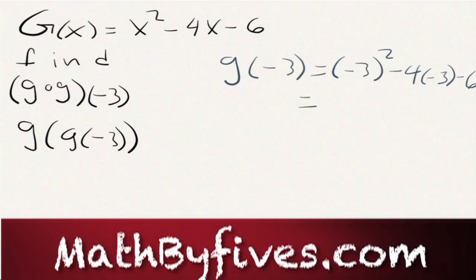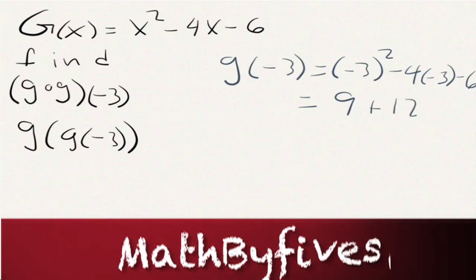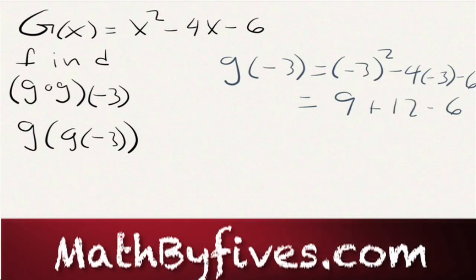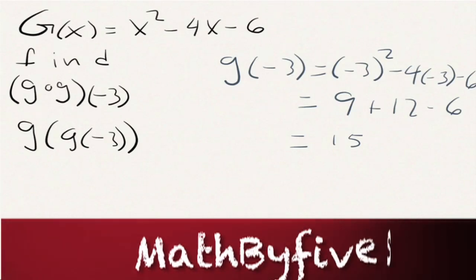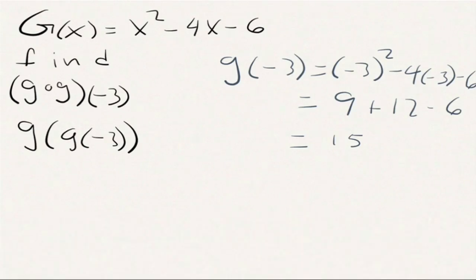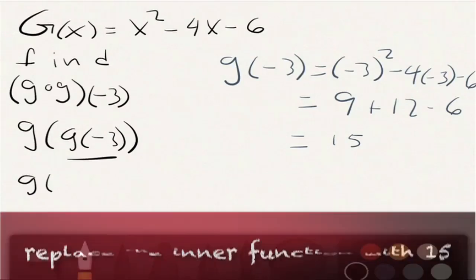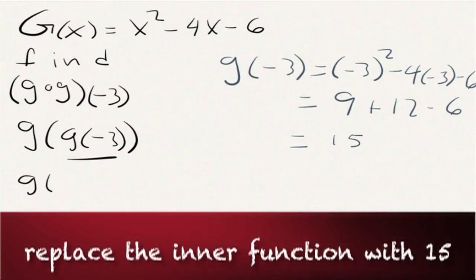Minus 3 squared, that's 9. Fine, it's a positive 9. And a minus times a minus makes a plus 12. And then we subtract off 6. So then 6 plus 9 is 15. So, g of minus 3 is 15. So we can replace the g of minus 3 with g of 15.